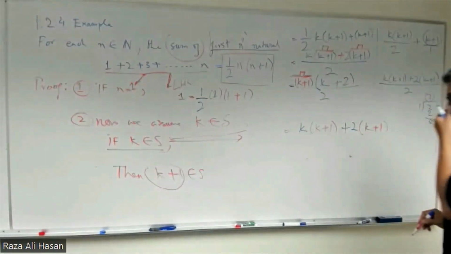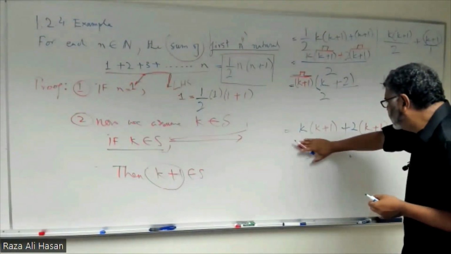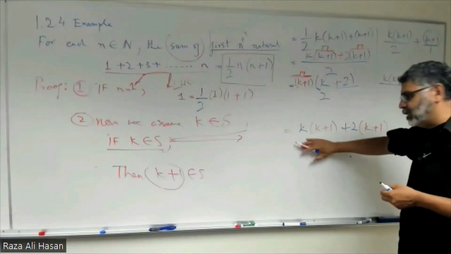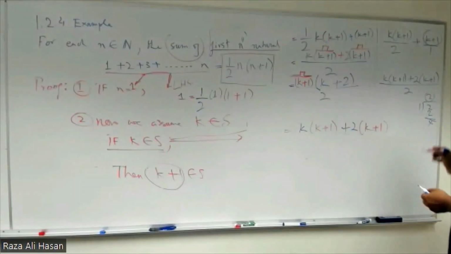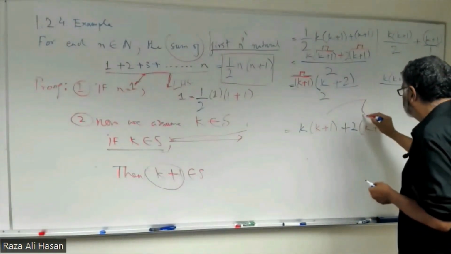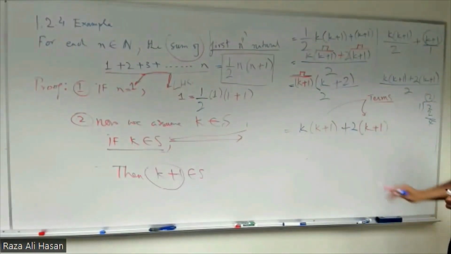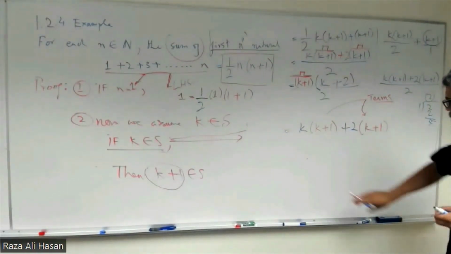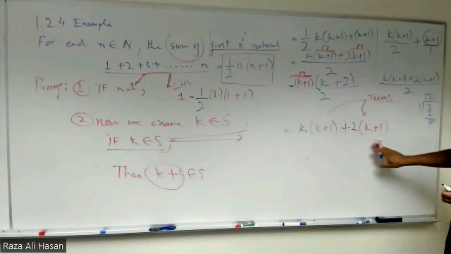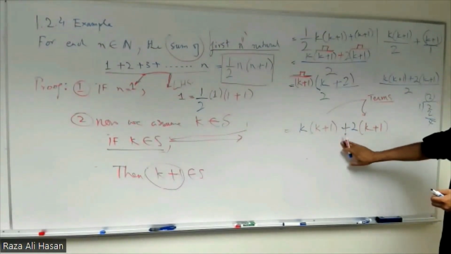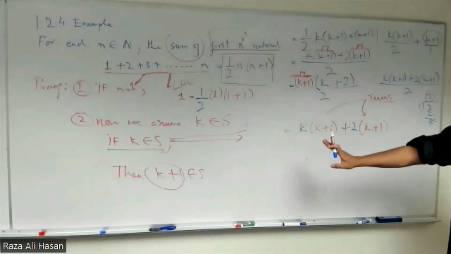Okay, so you got this line. Now, this is a term. This is a term. This is a term. Okay, so these are called terms. This term has k plus 1, and this second term has k plus 1. These two terms are being added. Because they have something in common, we can pull it out.